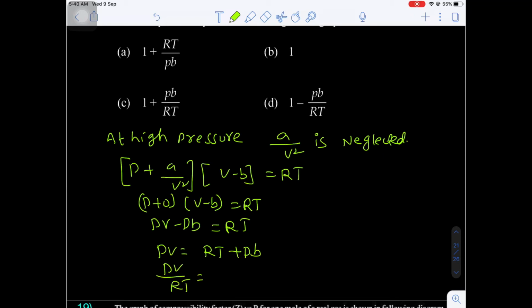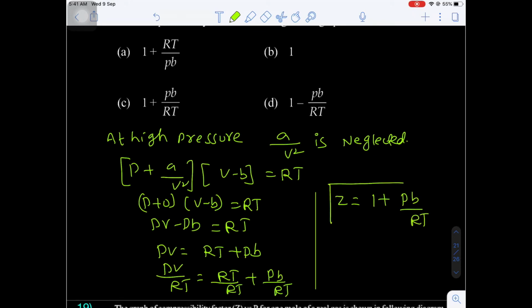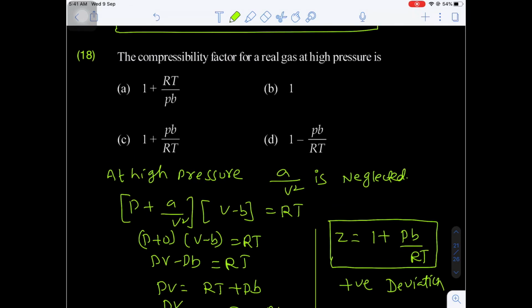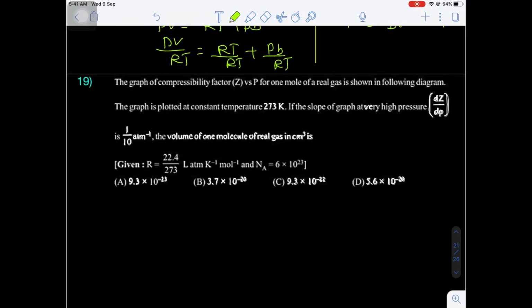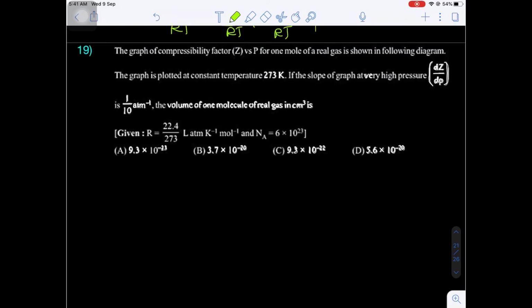So PV by RT will be equal to RT by RT plus PB by RT. PV by RT is nothing but Z, and RT by RT will be 1. So you will get PB by RT. So overall, at high pressure, you will always get positive deviation. So 1 plus PB by RT, option number C.